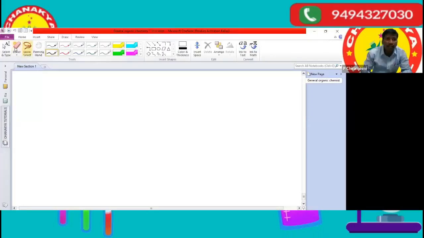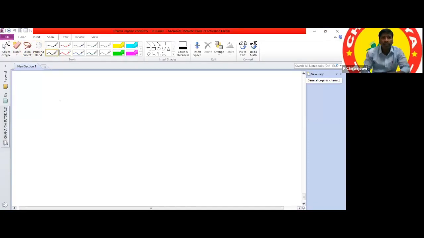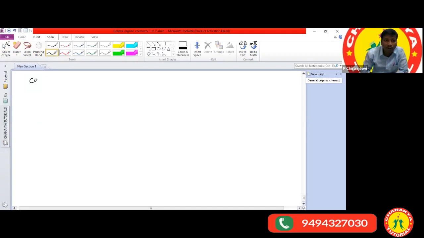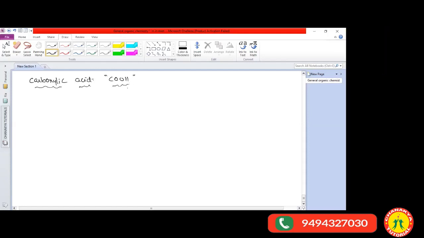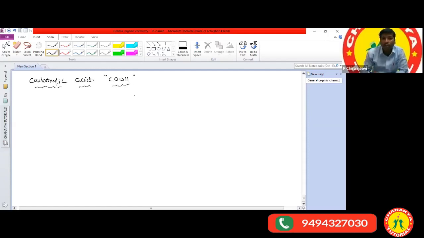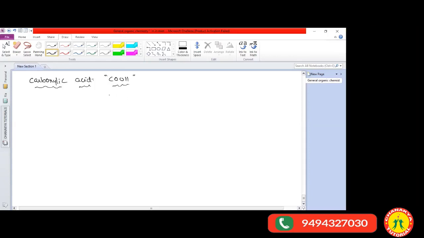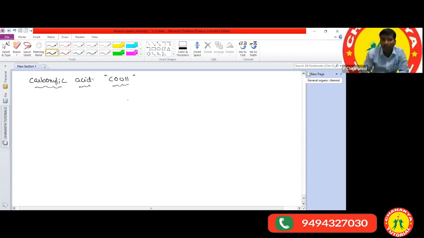Carboxylic acid. What is the first functional group here? Carboxylic acid. How can we represent the carboxylic acid? It can be represented with COOH. What is the prefix of the carboxylic acid? Carboxy. Very good. And what is the suffix of the carboxylic acid? Oic acid. Now everybody has clarity, right?